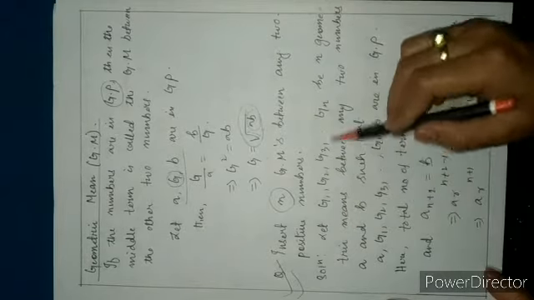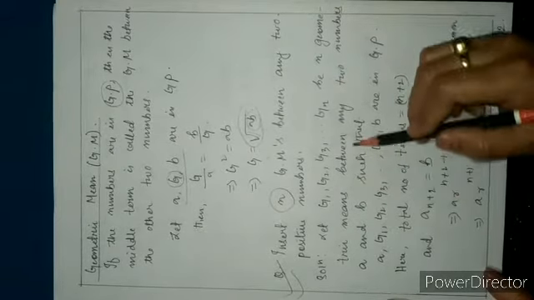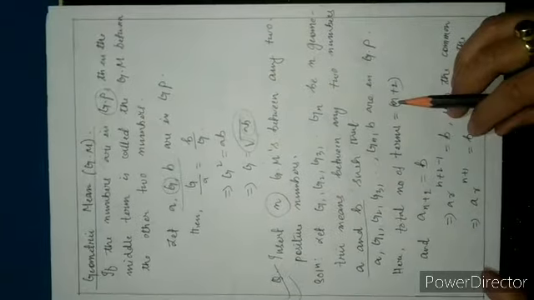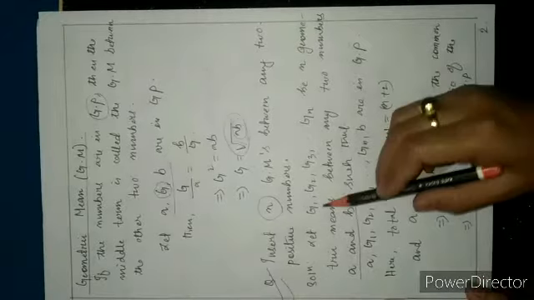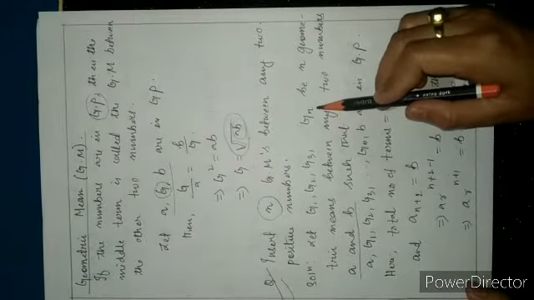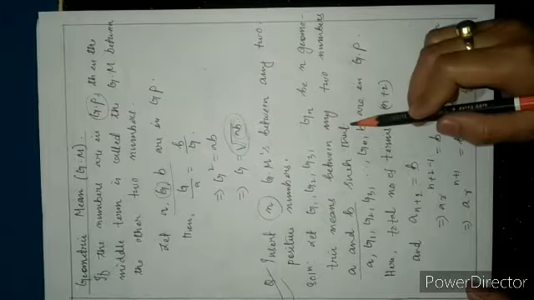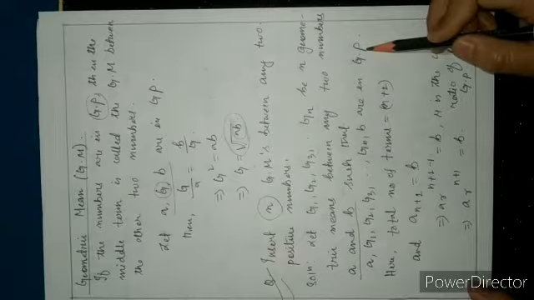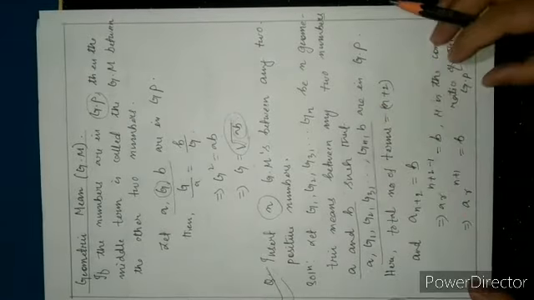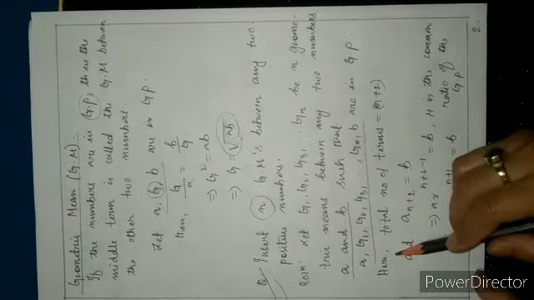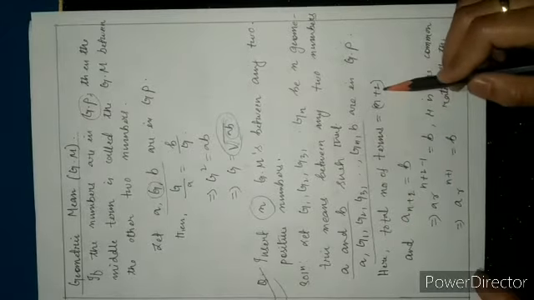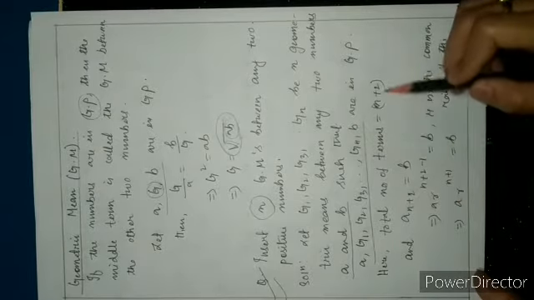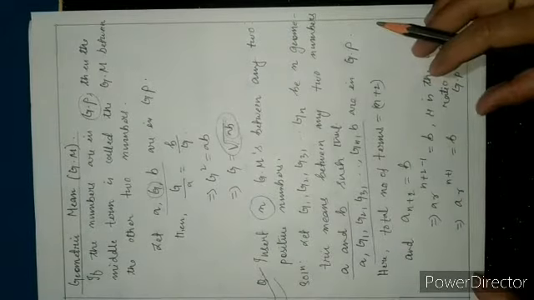Let z1, z2, z3 and zn be the n geometric means between any two numbers, say a and b, such that a, z1, z2, z3, zn and b are in geometric progression. Here, the total number of terms of the geometric progression will be equal to n plus 2.